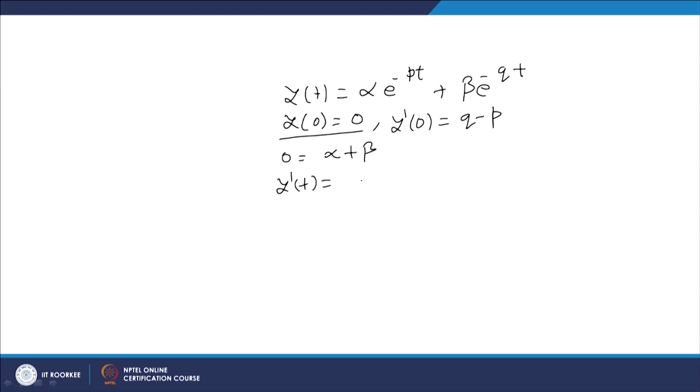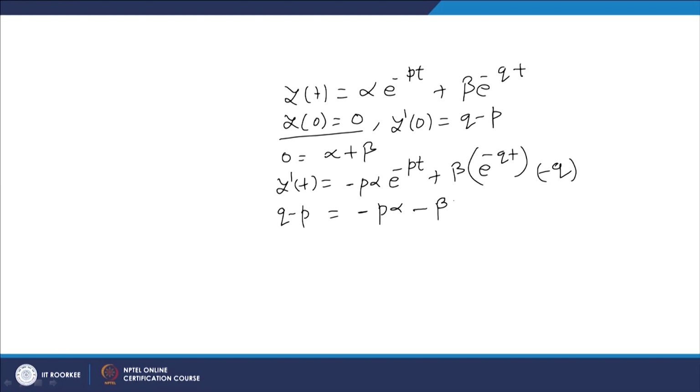If you look at y dash t, it is equal to minus p alpha e to power minus p t plus beta e to power minus q t differentiated, which gives e to power minus q t into minus q. Now put t as 0. This will give q minus p equal to minus p alpha times 1 and minus beta q. So, minus p alpha minus beta q is coming out to be this.